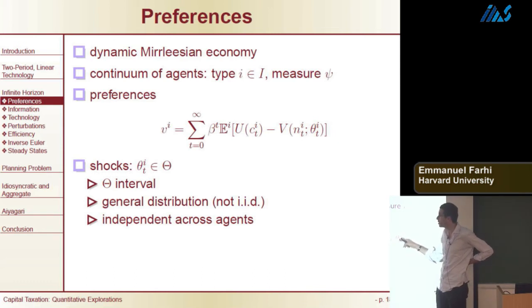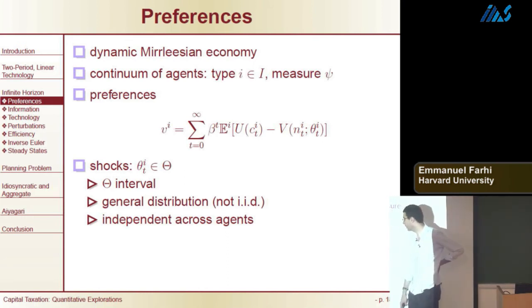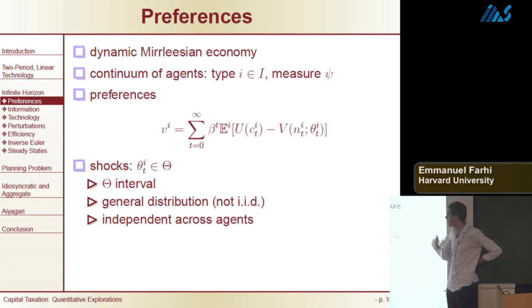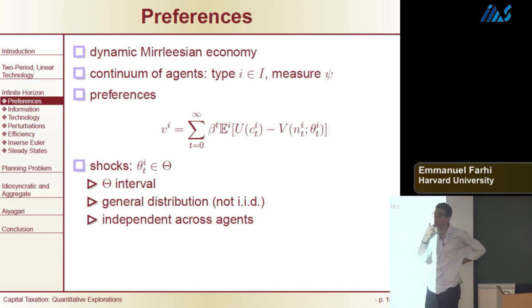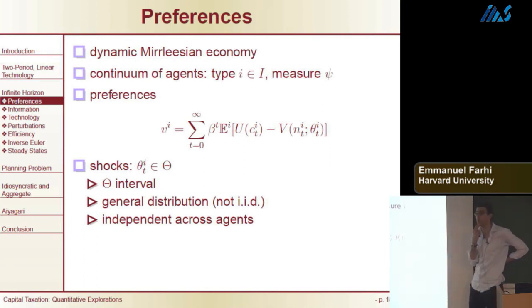What's going to differentiate those agents could be the utility function U. But more importantly, it's going to be the stochastic process theta. These shocks theta are going to lie on an interval. They're going to have a general distribution over time. It doesn't even have to be Markov. It could be anything. And their realizations are going to be independent across agents. Otherwise, we would be running into the kind of problems that Ilya talked about yesterday.